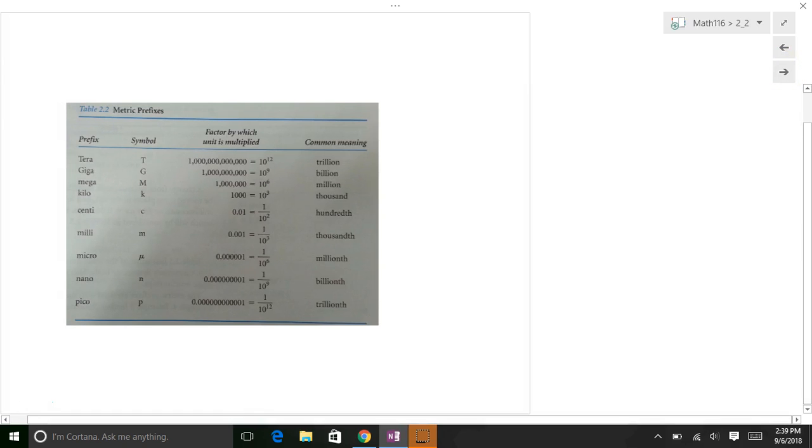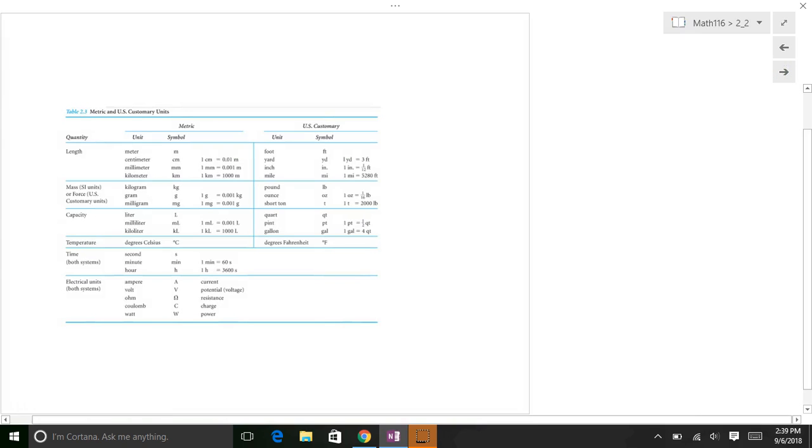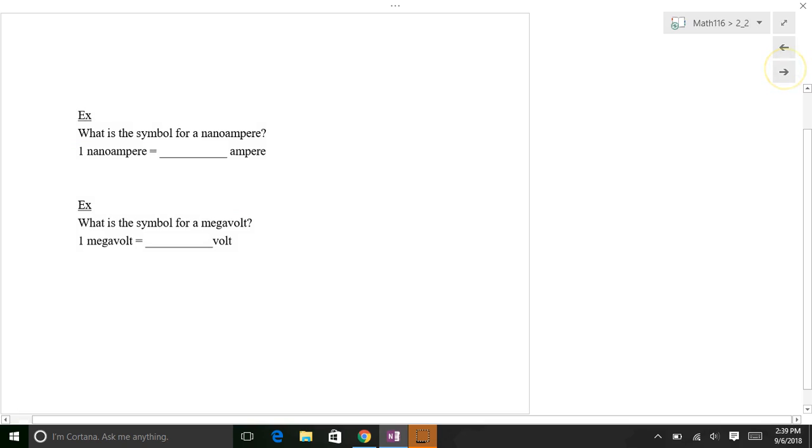Here's some metric prefixes. We're going to refer back to this page in a minute. You've got tera, with the capital T there, and so on. Here's some lengths and symbols for the metric and U.S. customary units as well. In the assignment you're going to have questions like this.